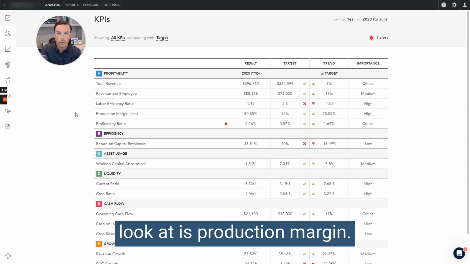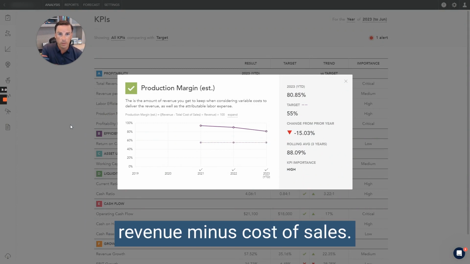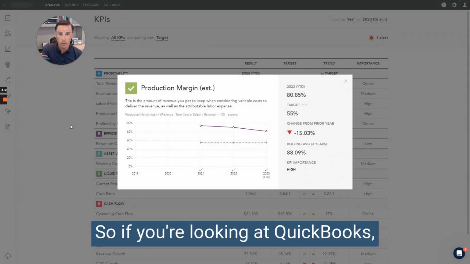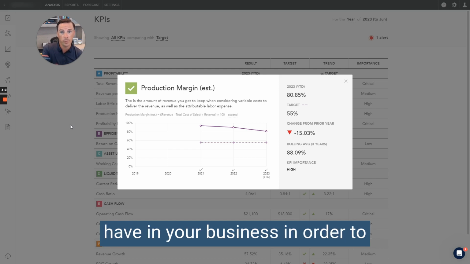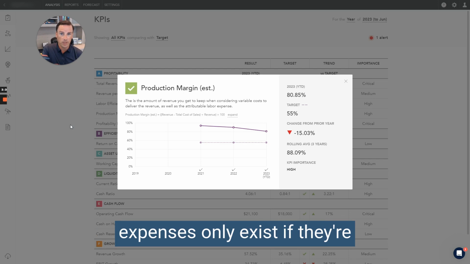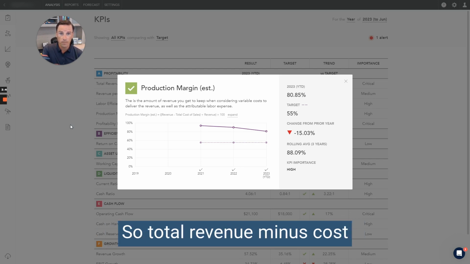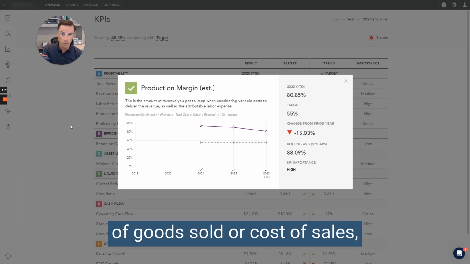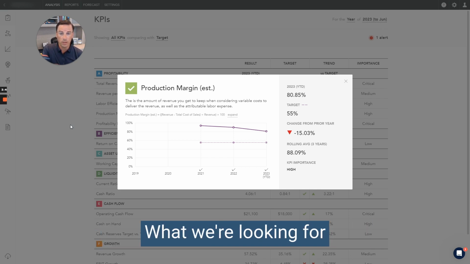The next KPI that we're going to look at is production margin. Production margin is gross revenue minus cost of sales. If you're looking at QuickBooks, this is your cost of goods sold. So the variable expenses that you have in your business in order to drive a dollar of revenue. Variable expenses only exist if they're attached to a dollar of revenue. So total revenue minus cost of goods sold or cost of sales, whatever you want to call it, minus production related payroll costs. What we're looking for here is a target of 55%.